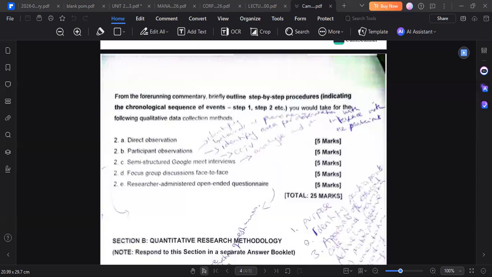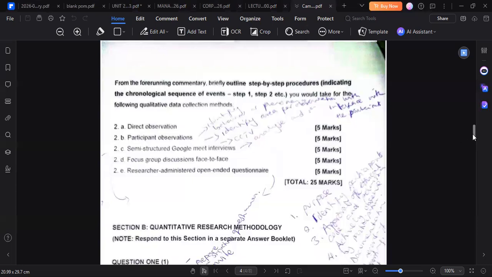So this was carrying about 25 marks. Dr. Lumbwe loves succinct responses, so don't beat about the bush. Summarize them in a way you can put 5 points of each of them.